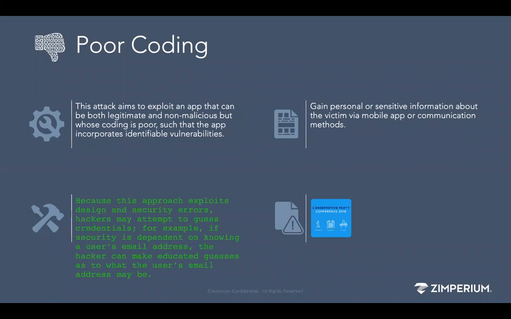And then poor coding. So this here, attackers really, again, they're looking at the app and they're just looking at anything that is available. So it aims to exploit an app that can be both legitimate and non-malicious, but whose coding is poor, right? So did you forget a step? Did you hard code credentials? Did you leave libraries exposed? Are you using an easily attacked third-party library that maybe you didn't construct, but you're consuming it, or some endpoint? And really what they're looking for is to gain personal or sensitive information about you, via your mobile app.